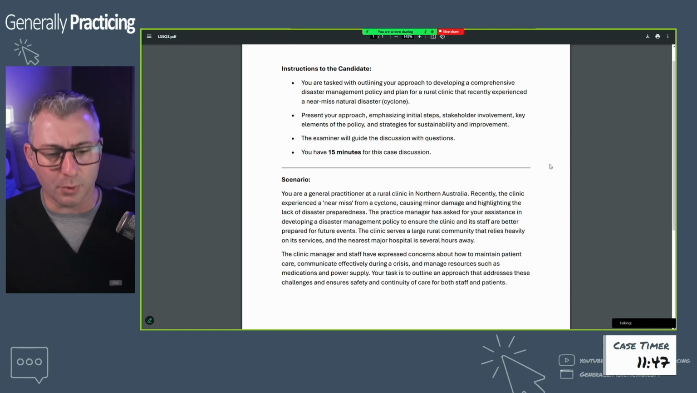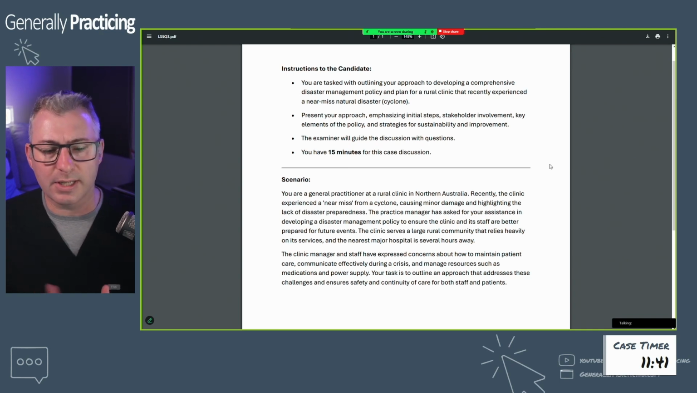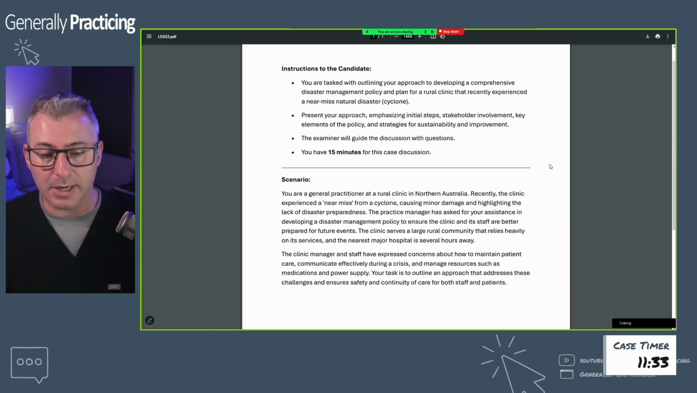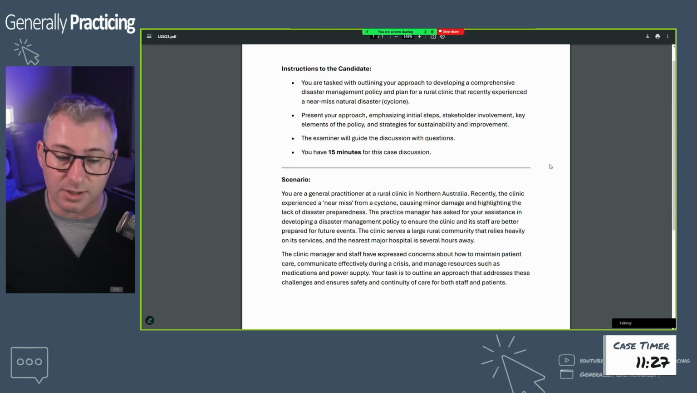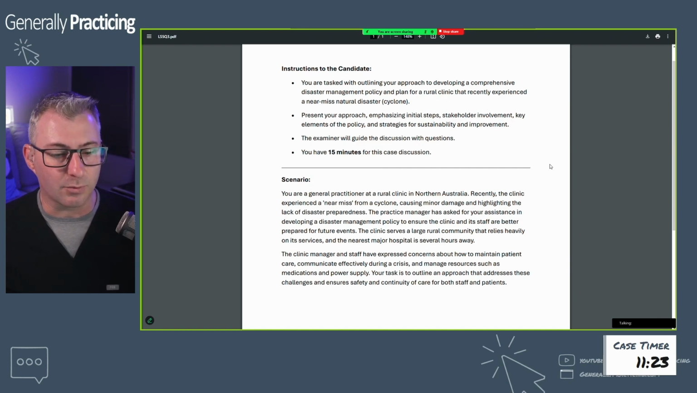Continuous review and improvement then. So what measures would you take to keep the policy effective and up to date? And that would involve scheduling routine reviews such as annual or following any disaster or drill to assess the policy's effectiveness. Feedback mechanisms from staff and patients post events would also inform updates, and to ensure that lessons learned from each incident are incorporated into the policy to keep it relevant and robust.